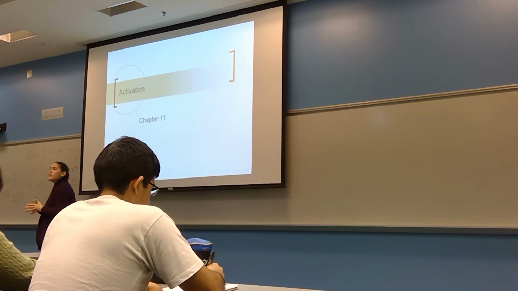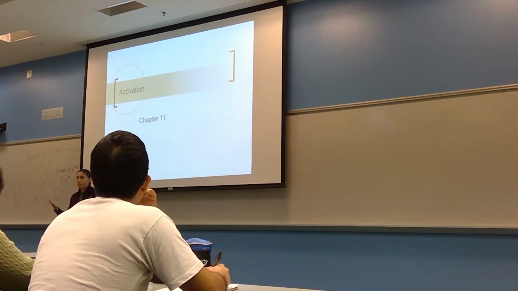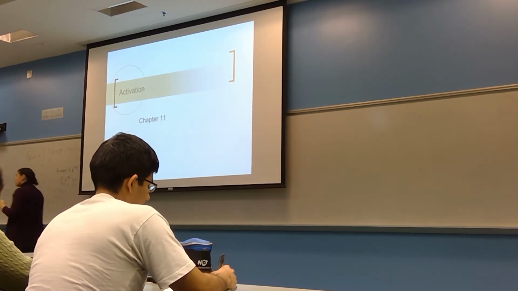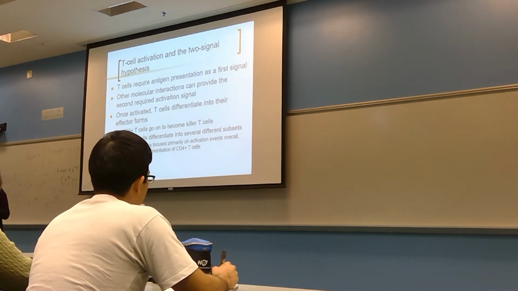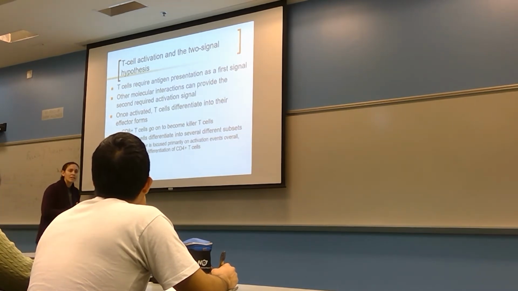Once it meets its antigen, it can go through a couple of activation steps, and then it will be a fully mature activated T cell. This is upon the first time this T cell sees its antigen. There are three different steps for activation. The first is antigen presentation. The second is going to be a co-stimulatory receptor.